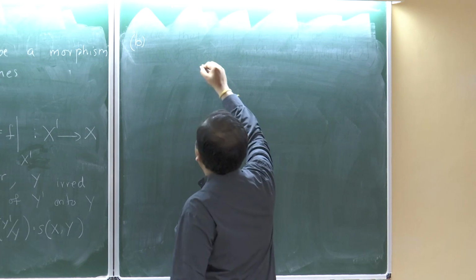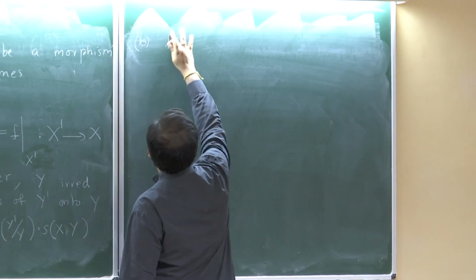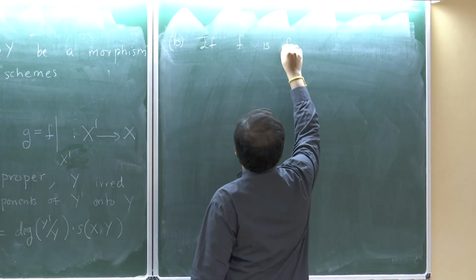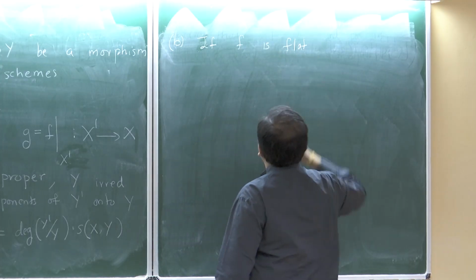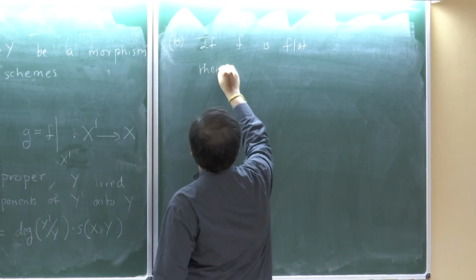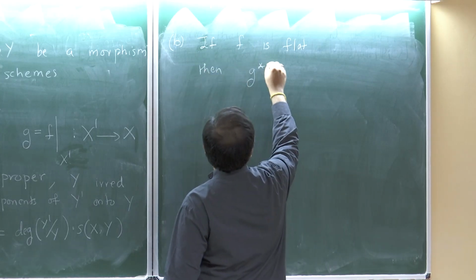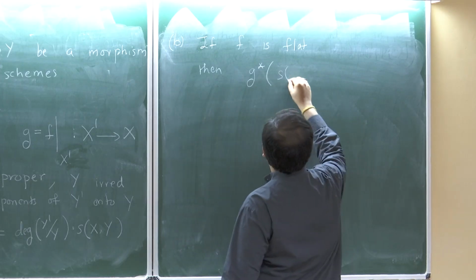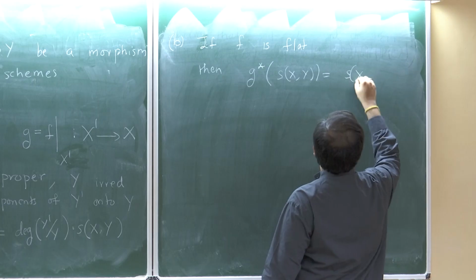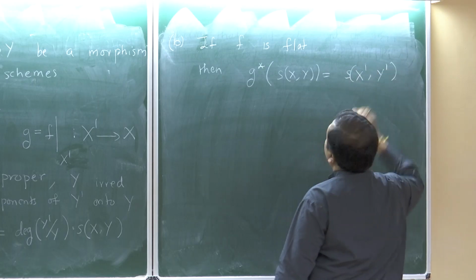And for flatness, if f is flat, the statement is even simpler, that g upper star of S(X,Y) is equal to S(X prime, Y prime).